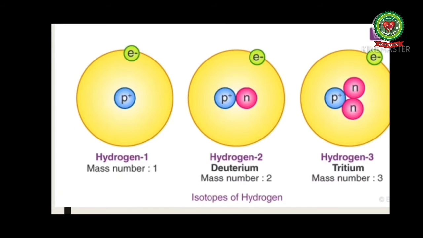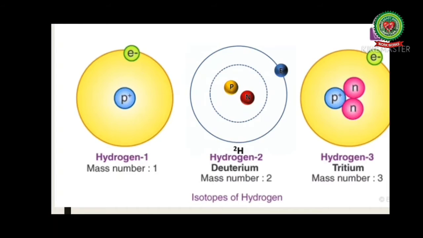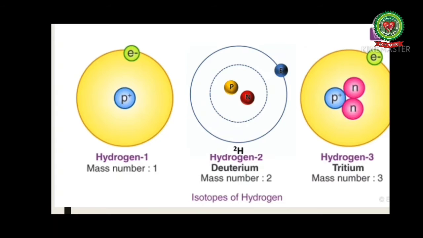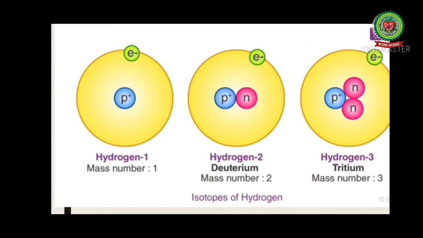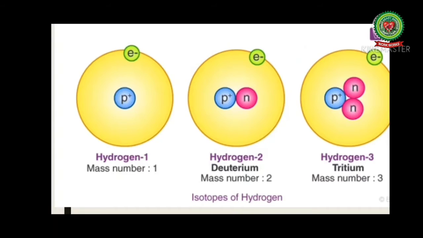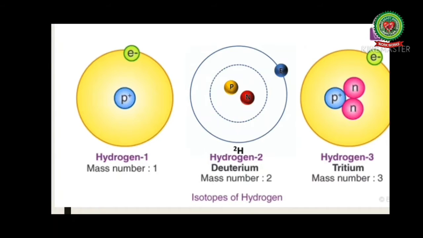The second isotope of hydrogen is called deuterium or heavy hydrogen. It consists of one proton and one neutron in the nucleus and an electron revolving around it. It constitutes only 0.0156% of the total hydrogen occurring in nature.